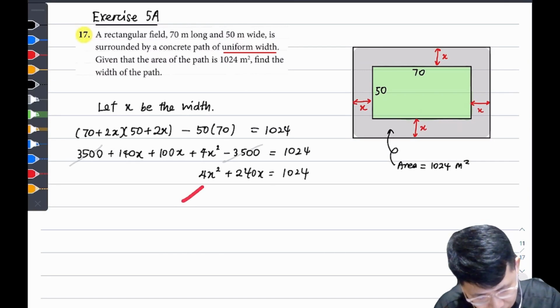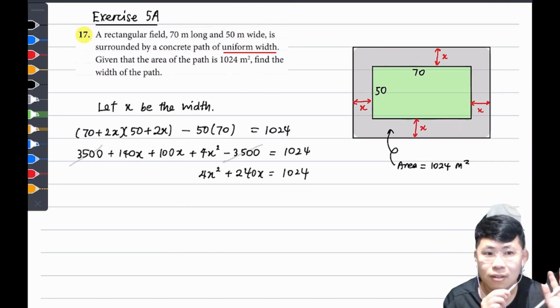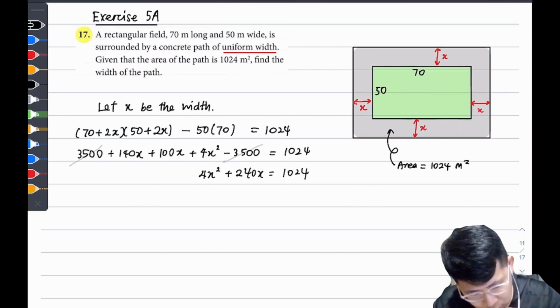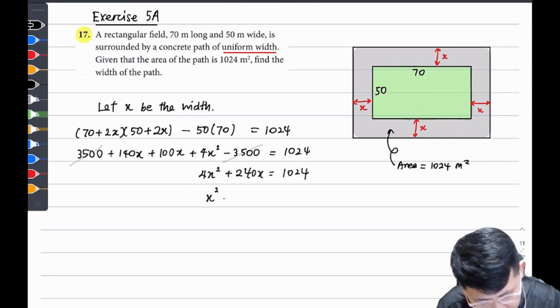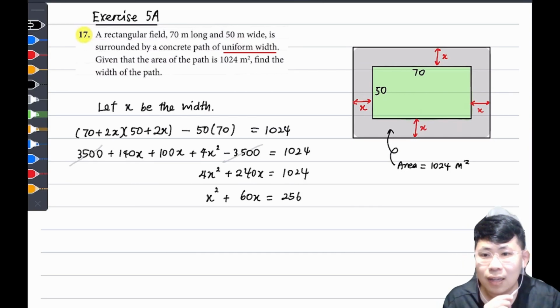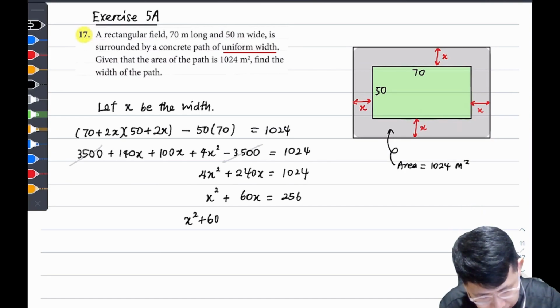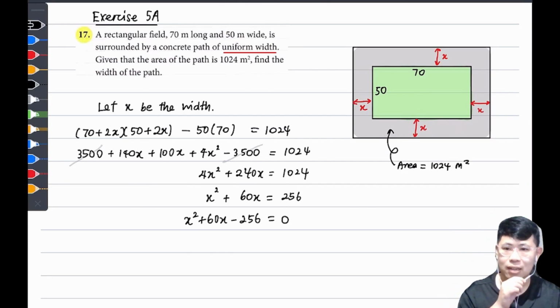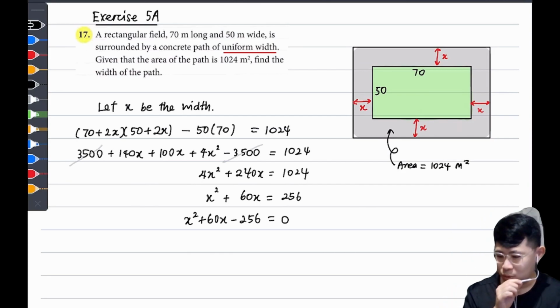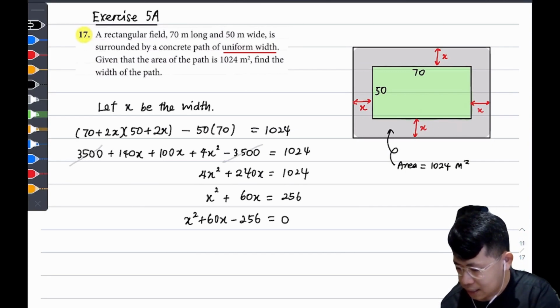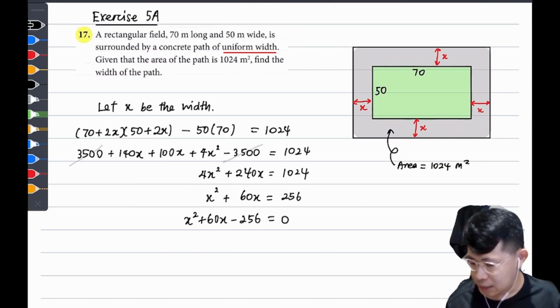Now take note, 4, 240, 1024, they are all multiples of 4. So let me divide by 4 on the left, and divide by 4 on the right. So over here, 4x squared divided by 4, 240 divided by 4, 1024 divided by 4. Then, because this is a quadratic equation, shift everything to the left. On one side, the other side will be 0. Must do so. Okay, so let's try to solve this equation over here.